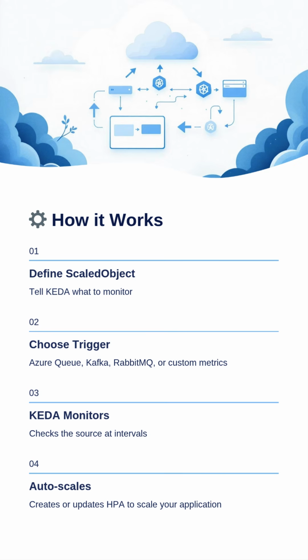How does it work? KEDA works alongside the regular HPA. Here's the flow. You define a ScaledObject, which tells KEDA what to monitor. You choose a trigger, like an Azure queue, Kafka topic, RabbitMQ, or even a custom metric. KEDA checks that source at intervals. When the metric crosses your threshold, it creates or updates an HPA behind the scenes to scale your app.